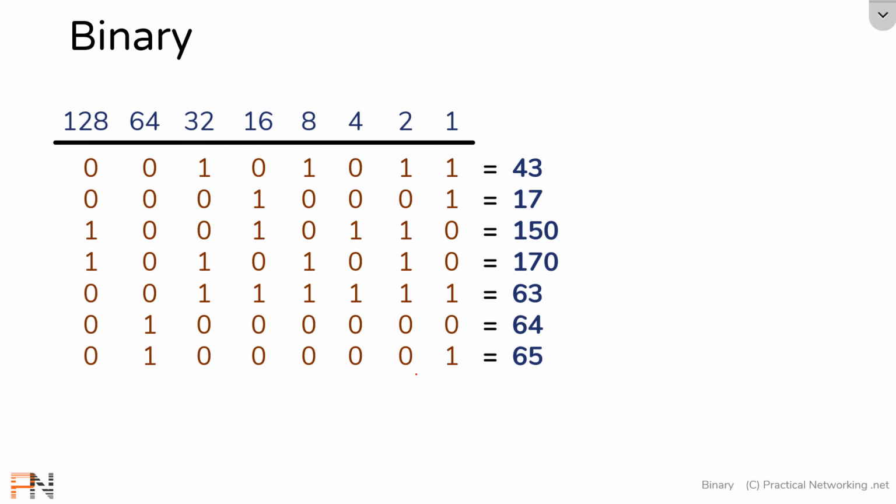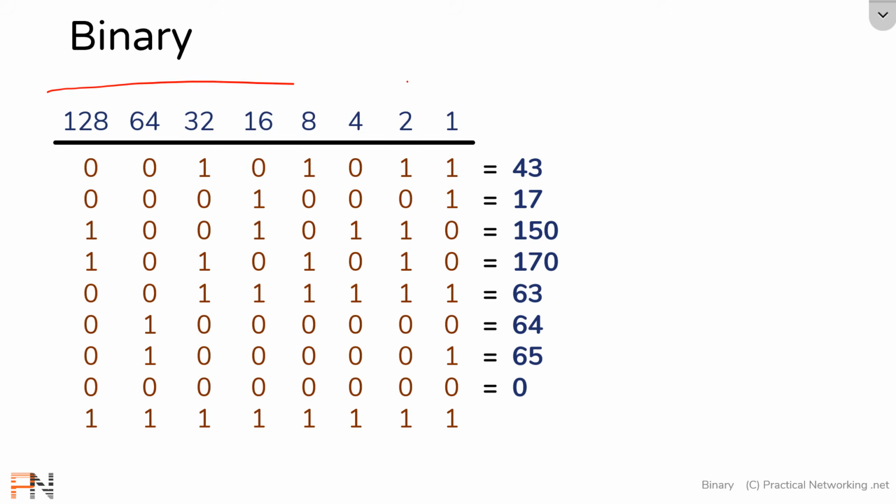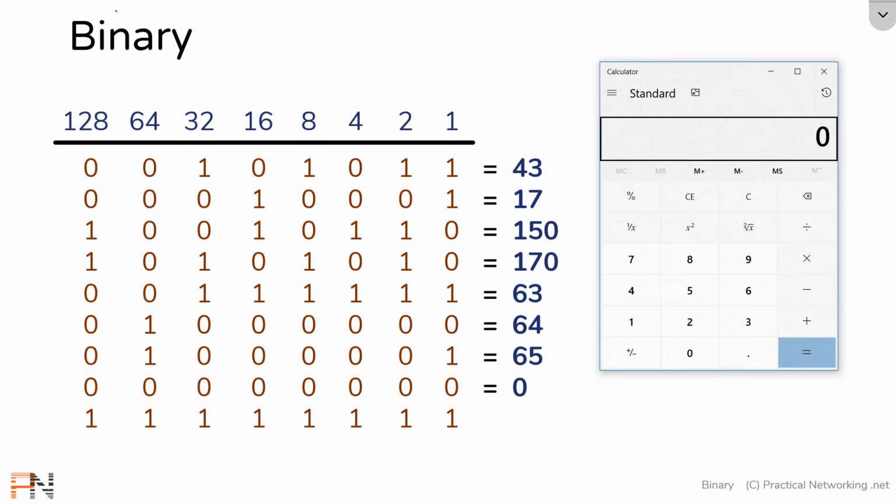Now let's do a couple more. This binary value should be pretty straightforward. If we have all zeros, the correlating decimal value will also be 0. What if we had all 1s? Well, that would mean we would have to add every value in this table. So if we pull up a calculator and add 128 plus 64 plus 32 plus 16 plus 8 plus 4 plus 2 plus 1, we would get 255.